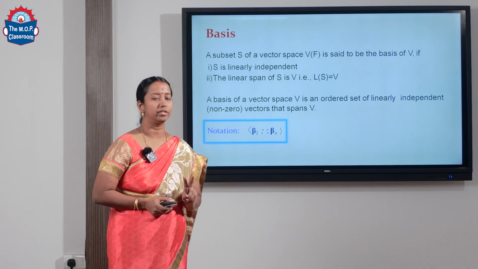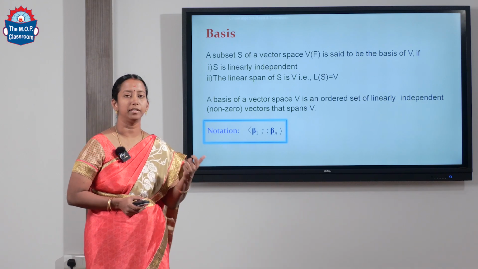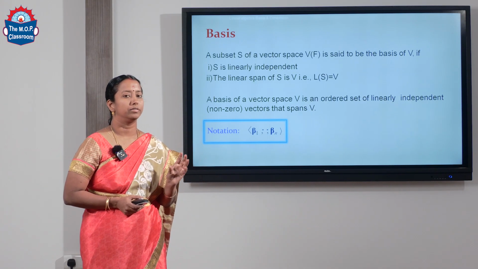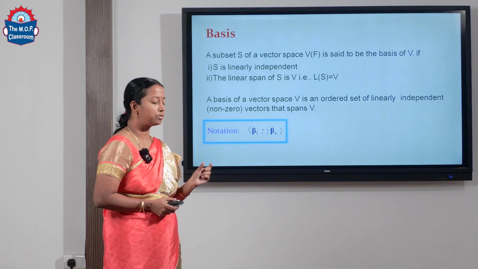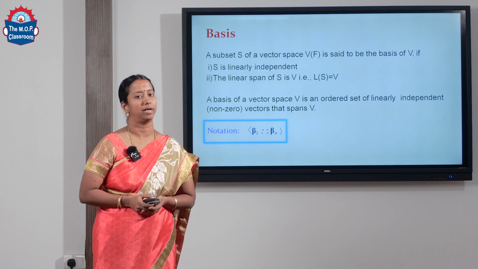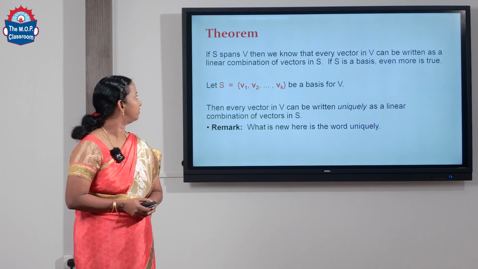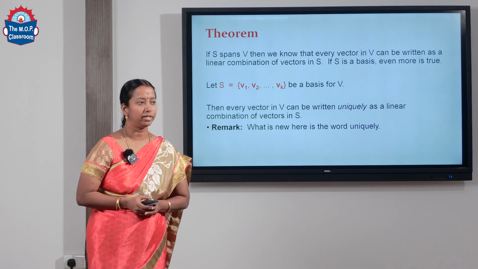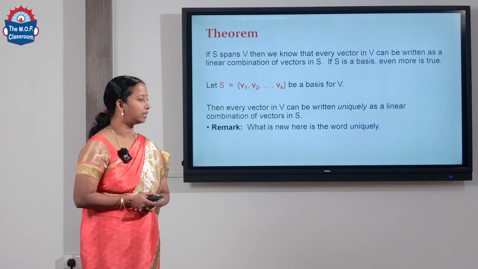So these are the two conditions to be satisfied for a basis, and a basis can be written using the notation beta 1, beta 2. So a basis is an ordered set of linearly independent vectors which spans V. The next theorem: let S span V, then every vector in V can be written as a linear combination of vectors in S.